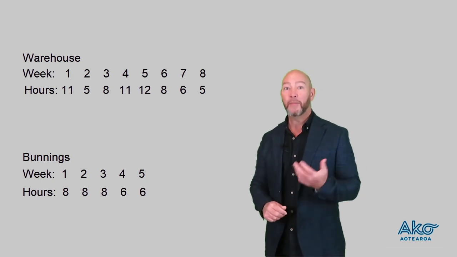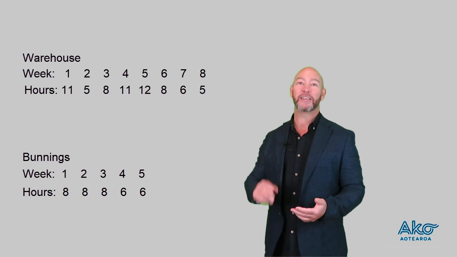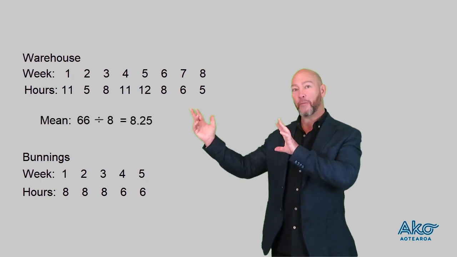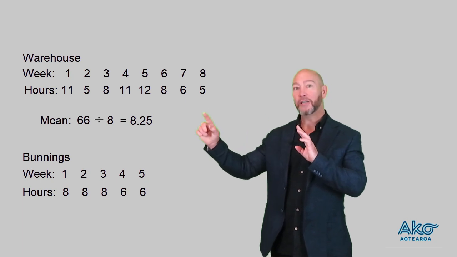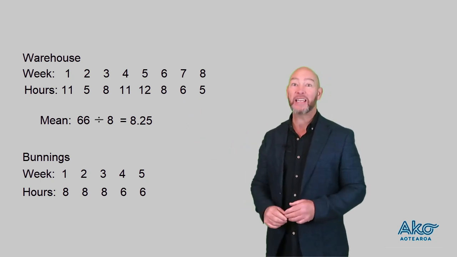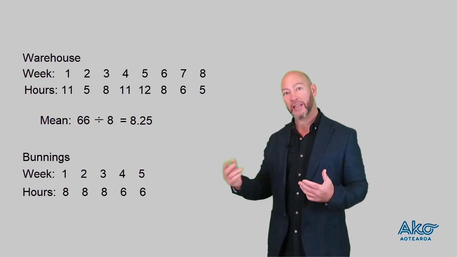Now, most people, when they don't know any kind of statistical skills, just look at the last couple of weeks and compare them. But Darren was able to find the average, the mean of each of those and make a decision. So over the 8 weeks for the warehouse, he just adds together all the hours, divides it by 8, and he gets 8.25. So an average of 8.25 hours worked at the warehouse.